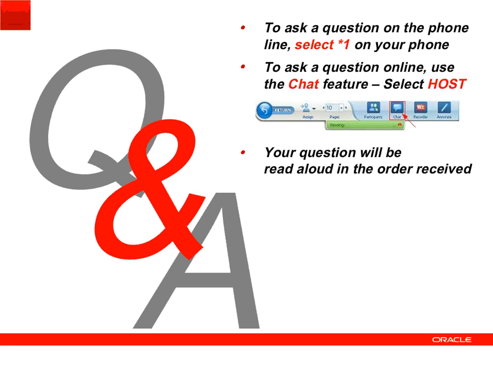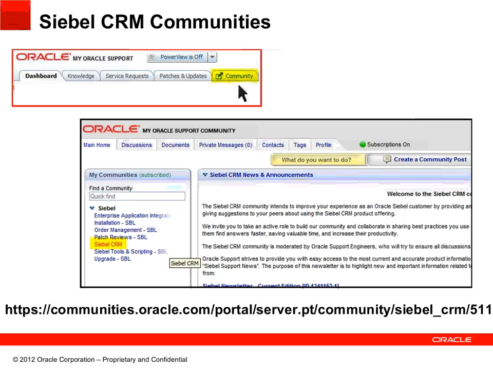Okay. Arjesh, let's go back to that last slide where you highlighted the community information and just point people to where it is again so that they'll know where to post that information. So the URL is down there at the bottom. Communities.oracle.com, portal server, .pt community, Siebel_CRM, where you want to post those types of questions to.